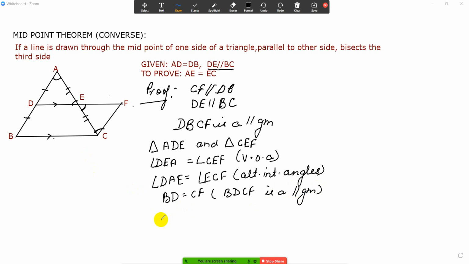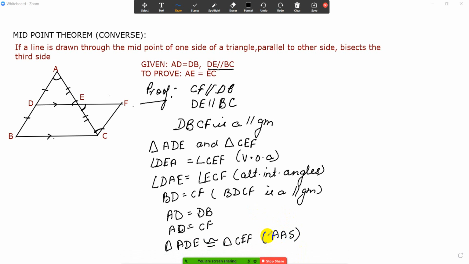Now also we can say, since it is given to us that AD is equal to DB, that means AD is equal to CF also. Okay, so now these two triangles, we can say that triangle ADE is congruent to triangle CEF by which property? By AAS congruency.